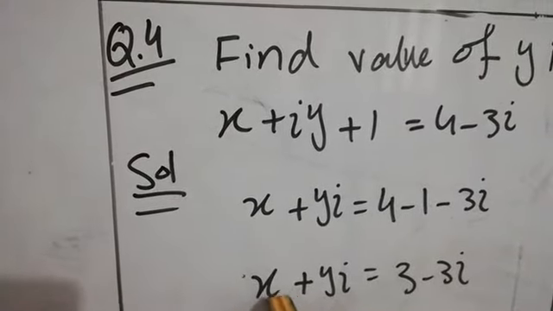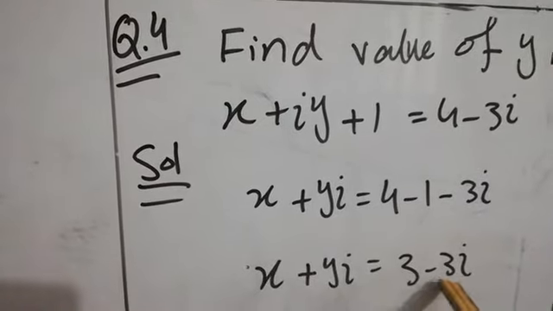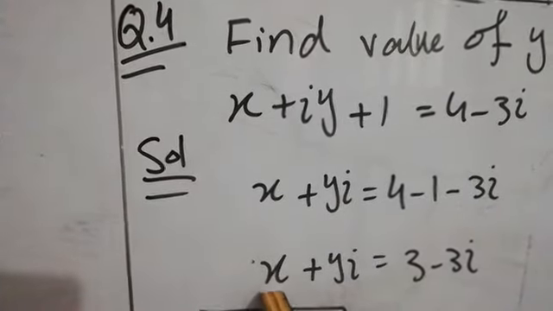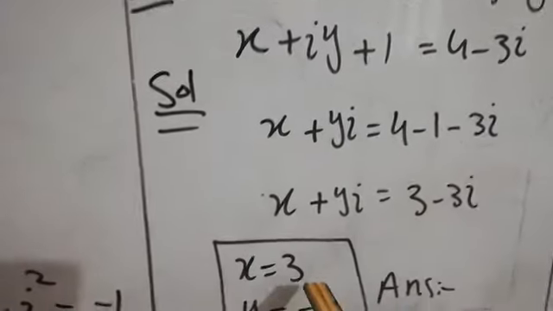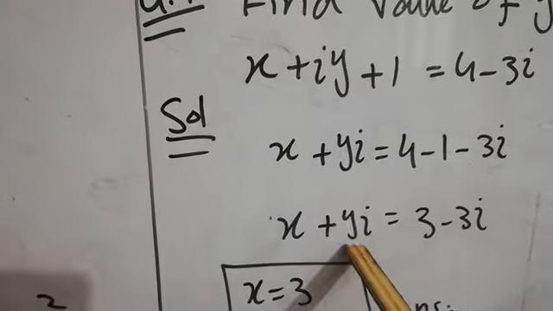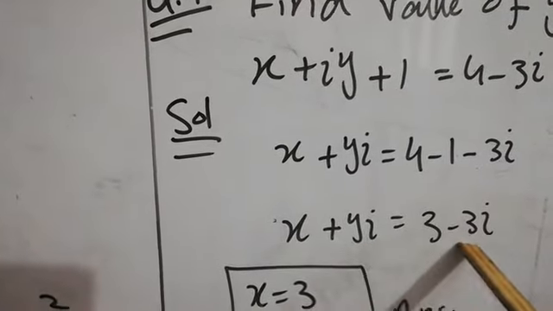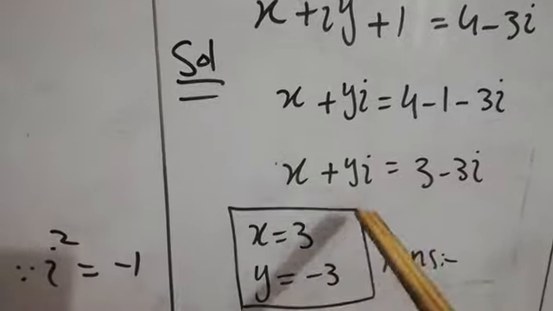So we will compare the real part with the real part and the imaginary part with the imaginary part of that equation. So according to this, the real part on the left hand side is x and on the right hand side is 3. So the value of x is equal to 3. And when we compare the imaginary part of the left hand side and right hand side, then we have the value of y is equal to minus 3. So this is the answer.